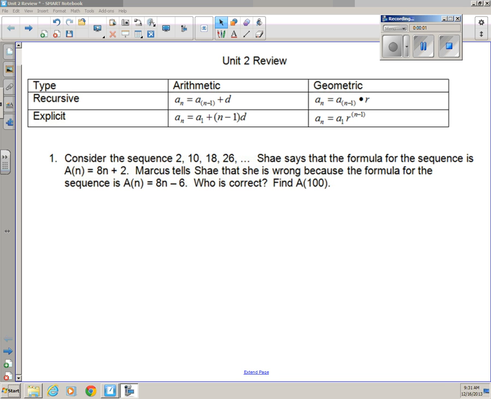Okay, so this is the review for the Unit 2 test. In terms of formulas, you will get the arithmetic and geometric formulas for recursive and explicit. But what you don't get formula-wise is interest, exponential growth, and decay.